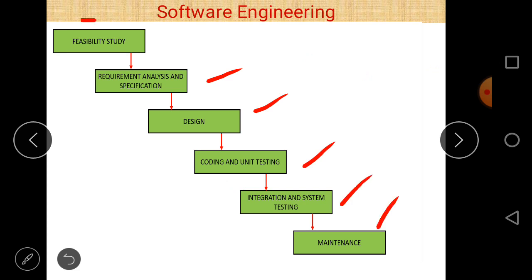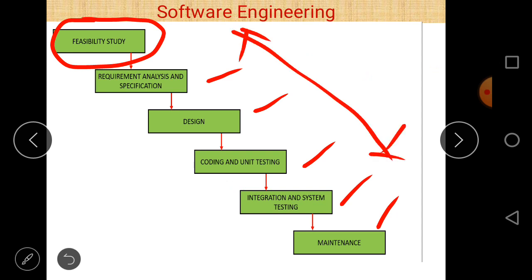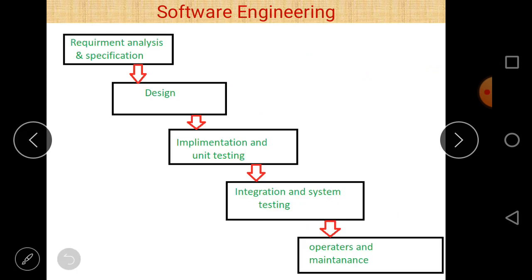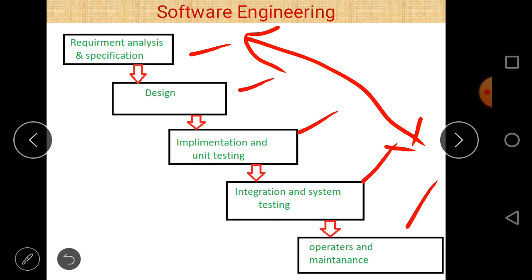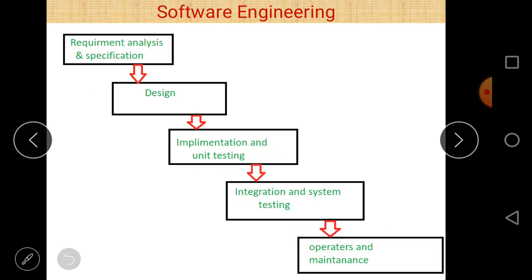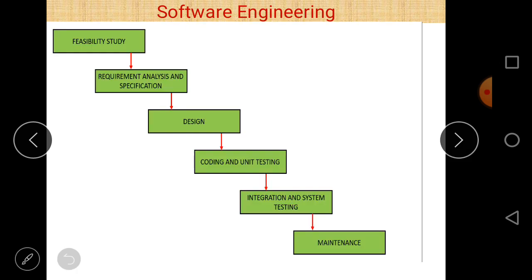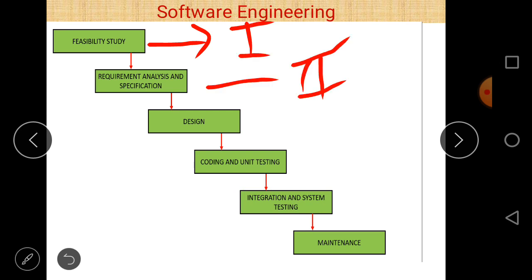Some authors refer to the feasibility study as the first phase of software engineering. If we include this, then there are a total of six phases. But as far as basic functionality is concerned, there are basically five phases. You can write these five phases in the exam and describe them. And if you want to discuss the feasibility study, discuss it in the requirement analysis and specification part. But if you want to separate the feasibility study, then the feasibility study is part 1 and requirement analysis and specification is part 2. So now let us take them one by one.